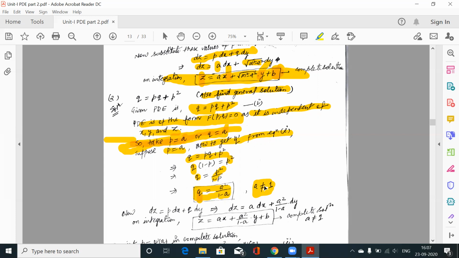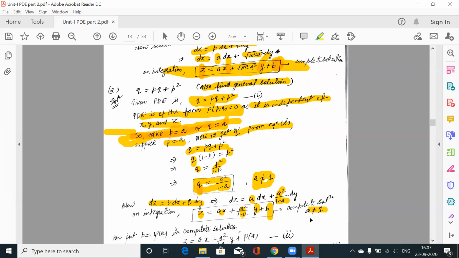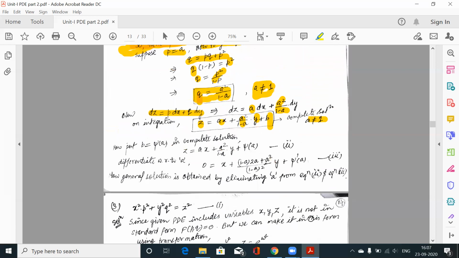So just write a is not equal to 1, otherwise the process is same. So we have got the values of p and q. So write here dz is equal to p dx plus q dy, and substitute the value of p and q. So p is a and q is a square by 1 minus a. Just integrate that. z is equal to ax plus a square by 1 minus a into y plus an integrating constant b, and write a is not equal to 1, otherwise the solution is not valid.